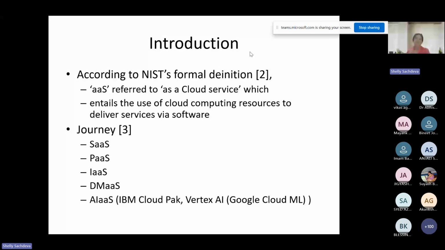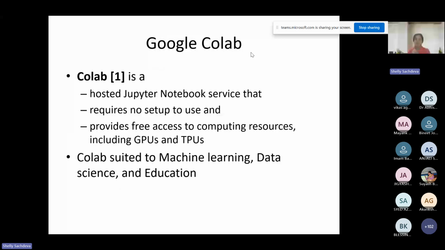Now, this is the formal definition of Google Colab from their official documentation. It says it's a hosted Jupyter Notebook service. It's a service, that is why I introduced the term as a service, that requires no setup to use and provides free access to computing resources like GPUs, TPUs, and CPUs. So it's not that it provides free access to all the computing power. It charges us beyond a certain limit.